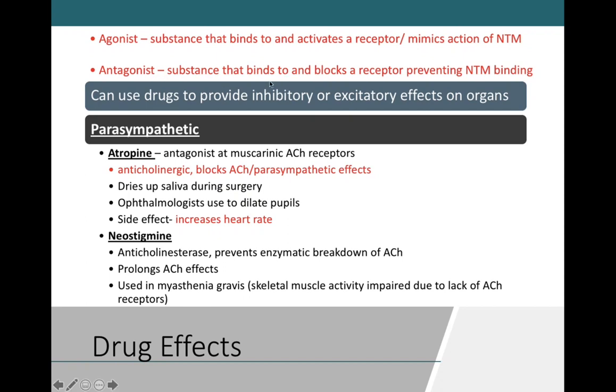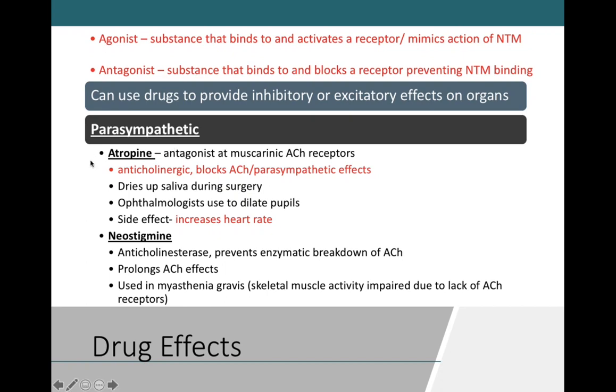And an antagonist does just the opposite. It's going to bind to a receptor, and that's going to prevent the binding of the neurotransmitter. So that will produce the opposite effect of the neurotransmitter binding. So certain agonist and antagonist drugs can be used to increase or decrease sympathetic or parasympathetic tone.